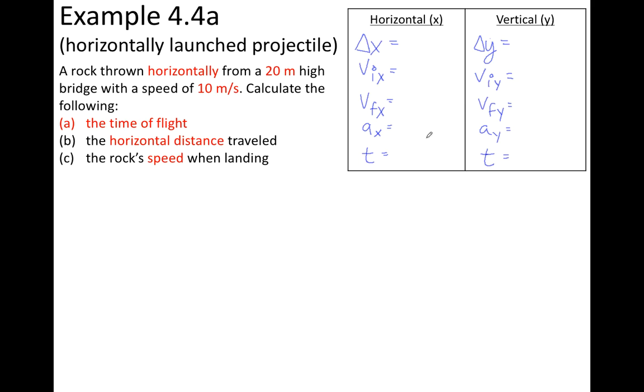Okay, so what do we know? Well, we know that the rock is thrown horizontally from a 20-meter high bridge. So that means that its y position from where it starts to where it ends is going to move downwards. So that's why I'm going to give a negative sign to delta y. It moves downwards 20 meters. I don't know its change in horizontal position. That's what's asked for in part B of the problem.